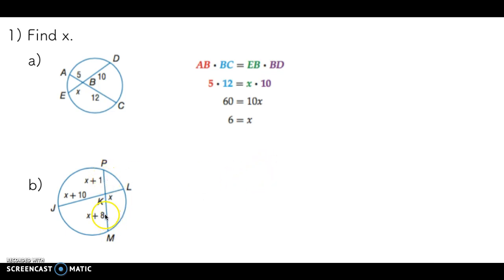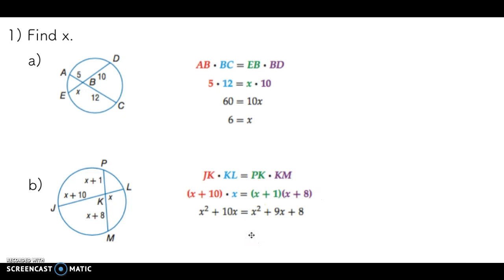Again, these are two chords that intersect inside of the circle, so I know that PK times KM is going to equal JK times KL, and I can find the value of x. JK times KL is going to be x plus 10 times x equals x plus 1 times x plus 8. Here all you have to do is distribute x to every term inside the parentheses, and then you're going to have to FOIL the right side of the equation. When you distribute x, you get x squared plus 10x, and that is equal to x squared plus 9x plus 8 when you FOIL the two binomials.